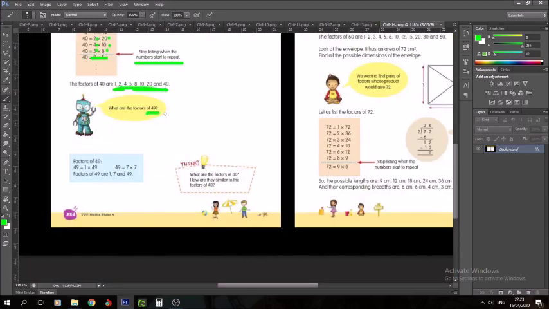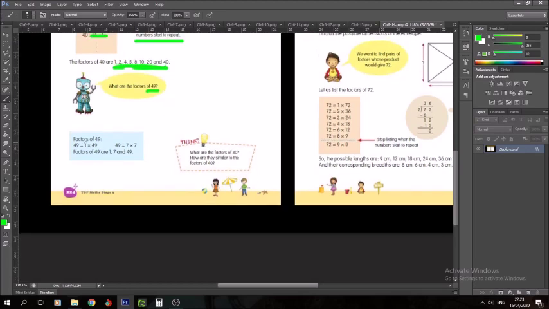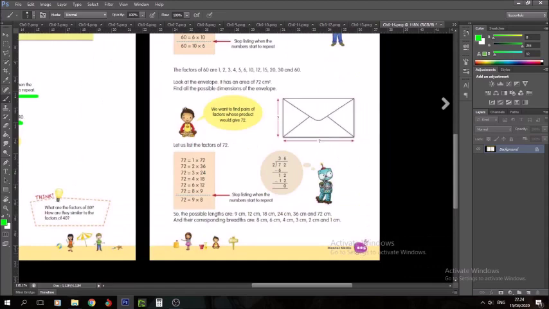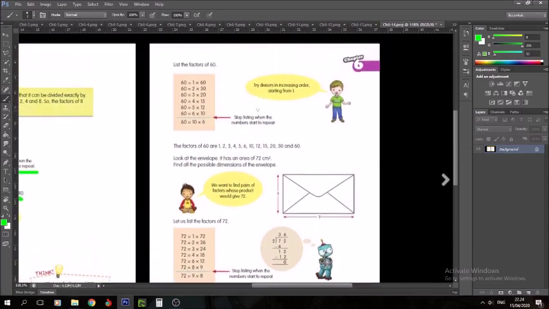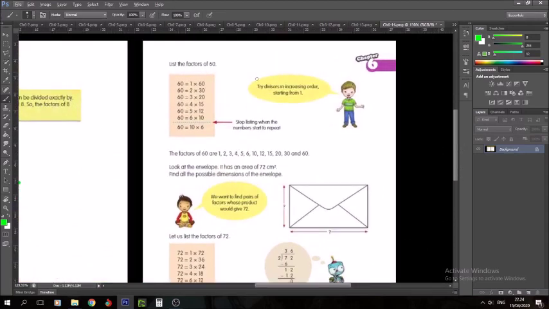How about 49? What are the factors of 49? 49 can be divided by 1, 49, 7. So that means the factors of 49 are 1, 7, and 49. Remember, when writing factors, you do not write the same number twice. Just write it once.